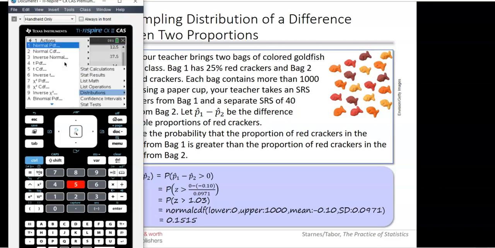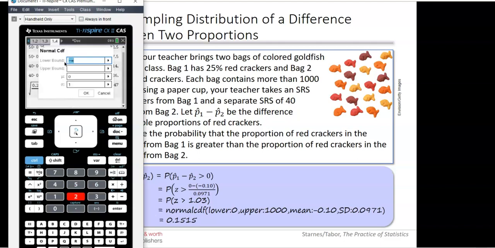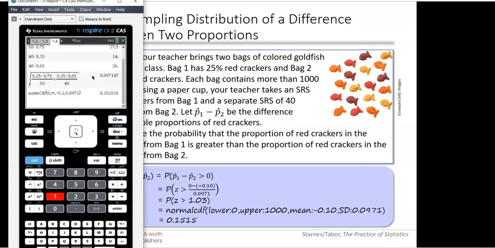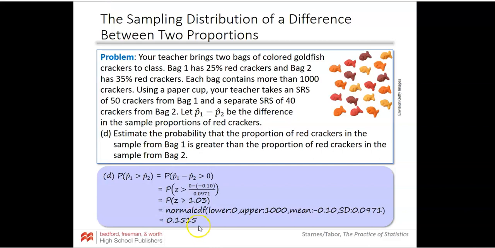Menu, 6, 5, 2. I probably would have put infinity there. Let's just see if it makes a difference. Mean was negative 0.1. Standard deviation was 0.0971. That doesn't make much of a difference, does it? I just said 1,000. Not sure why they said 1,000. I would have said infinity.